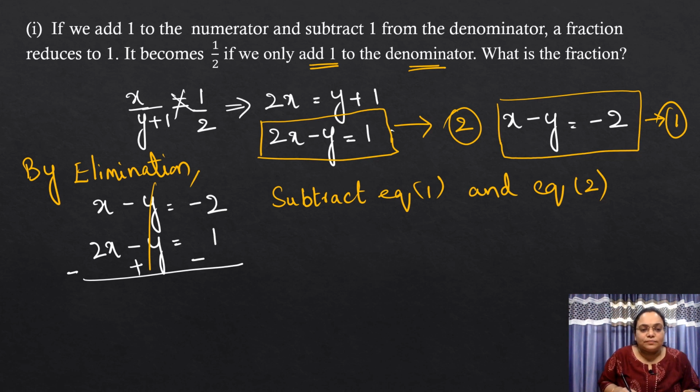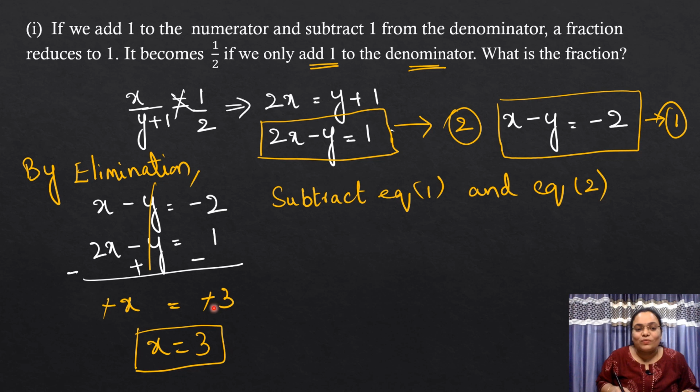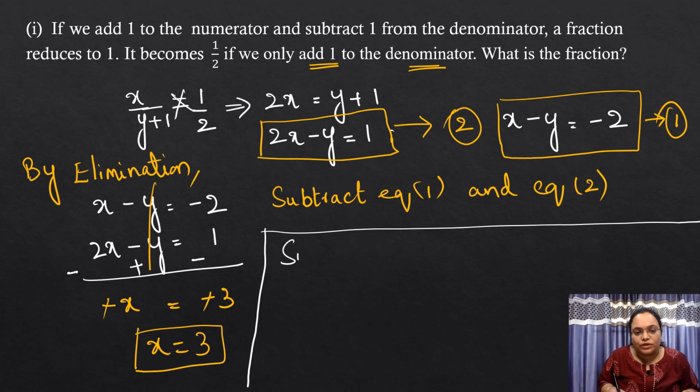You will get minus x is equal to minus 3. So minus minus will get cancelled. You will get x is equal to 3. So when x is equal to 3, let us substitute x is equal to 3 in any of the equations. Substitute x is equal to 3 in equation number 1.